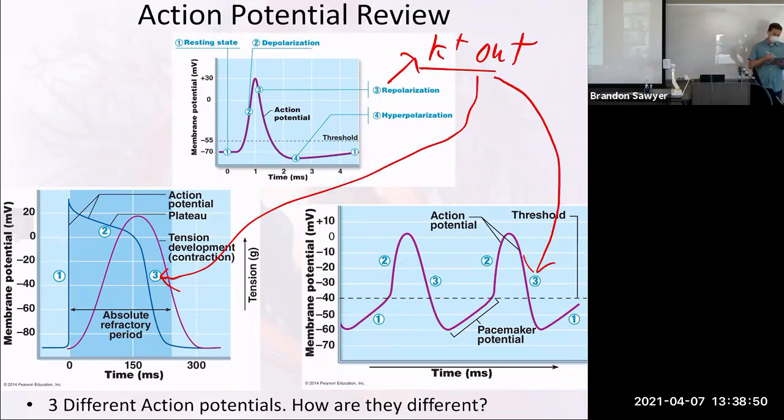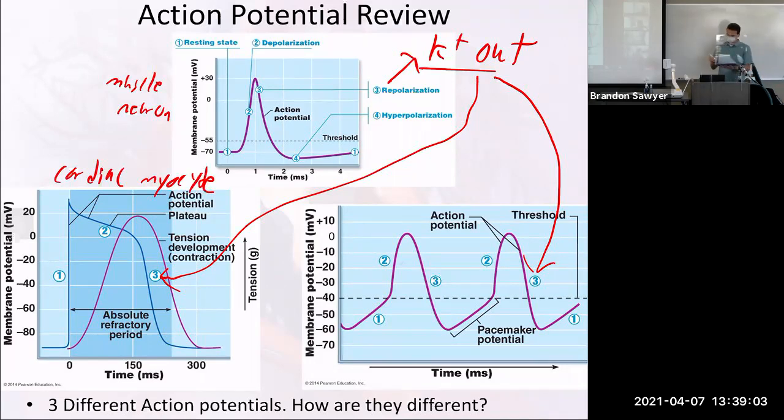Now, first of all, this one will be a muscle cell or a neuron, right? This one's a cardiac myocyte. And then these ones are the pacemaker cells, the autorhythmic cells, in the SA node and the AV node.